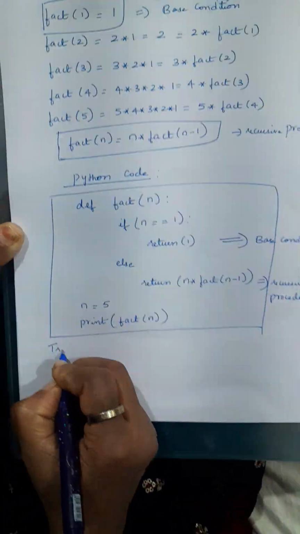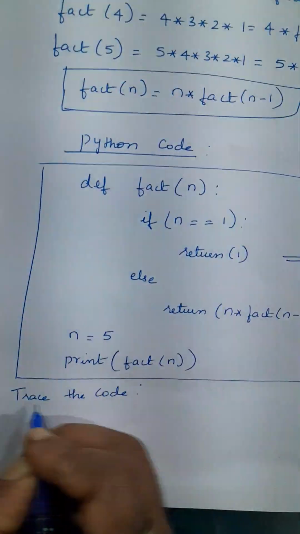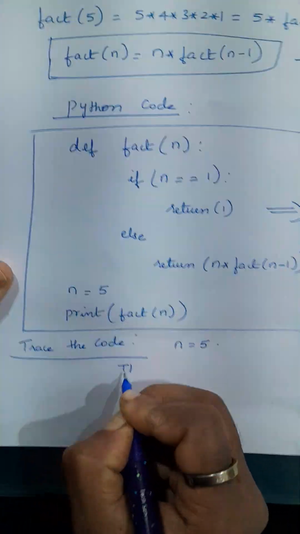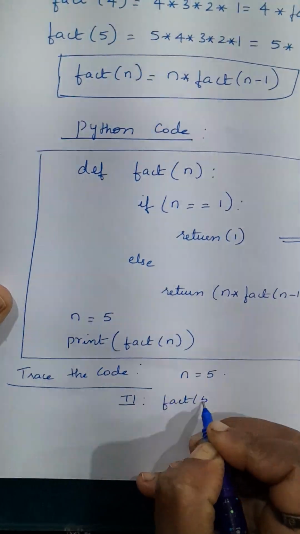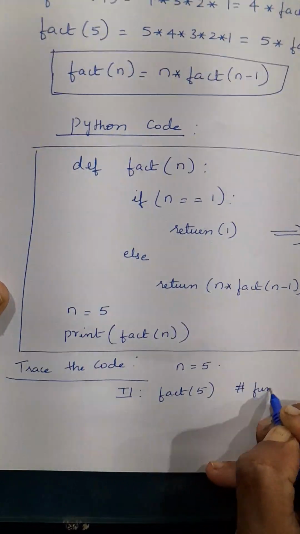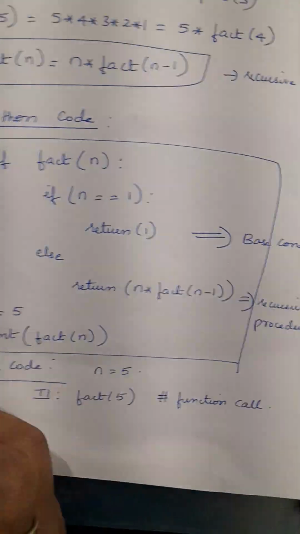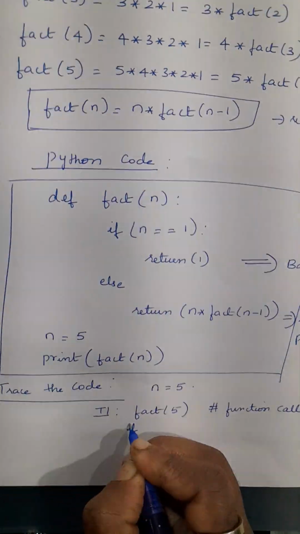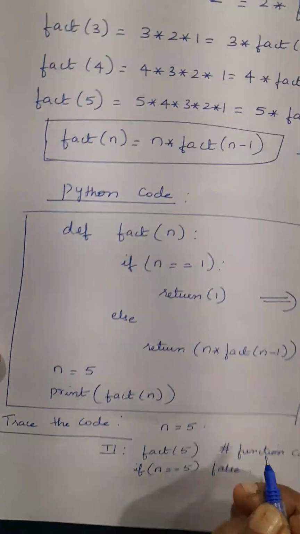Now let me trace the code. N is equal to 5. So during my first trace, I make a function call, fact of 5. There is a function call here. Now the control will go back to the function definition. There I am checking if my n value is equal to 1. It is false. So it moves to the else part.